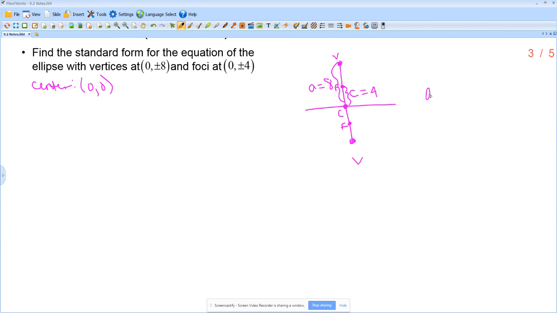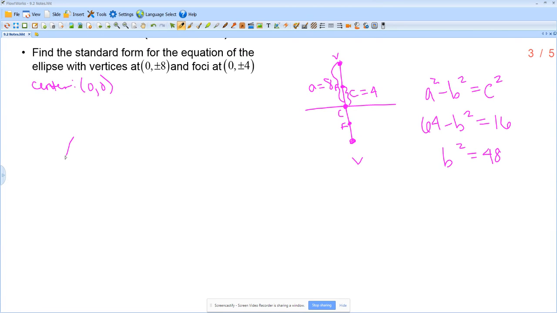So remember that a squared minus b squared equals c squared. So 64 minus b squared is equal to 16. So b squared is equal to 48. Now I could square root this and solve what b is, but keep in mind that in the formula, what I need to know is what a squared is and what b squared is. So yes, I can square root this all I want, but I don't actually need that if all I'm trying to do is write the equation. I would need it in order to graph the ellipse, but I don't need it in order to write the equation.